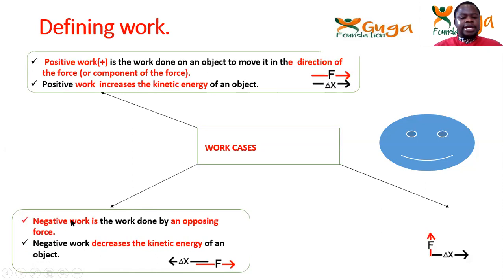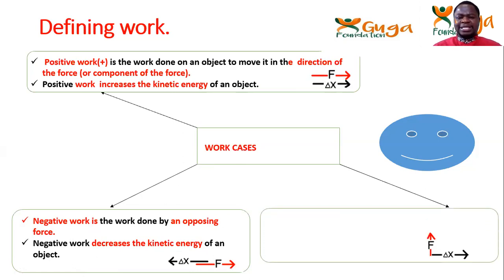Negative work is done by an opposing force, meaning that the force and the displacement are not in the same direction. The angle here is 180 degrees. In the first case, because they're going in the same direction, the angle is 0. Negative work decreases the kinetic energy. Kinetic energy is the energy an object has due to motion.